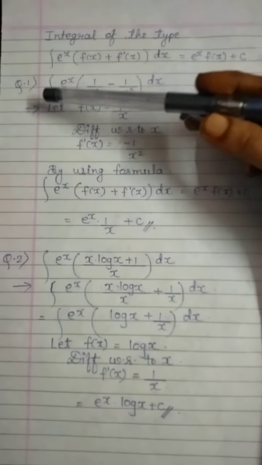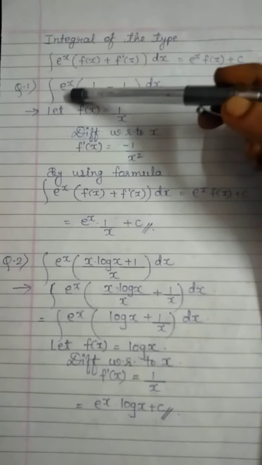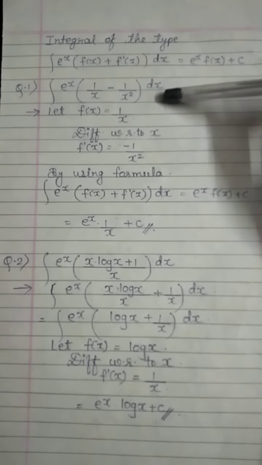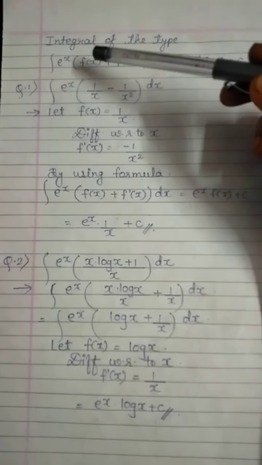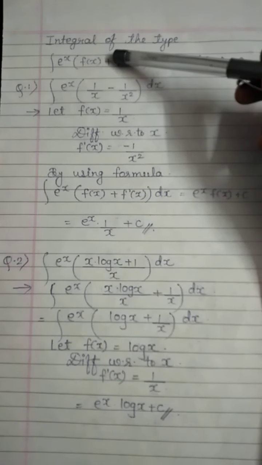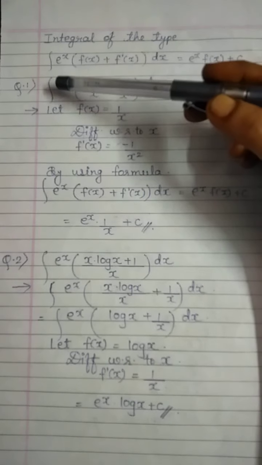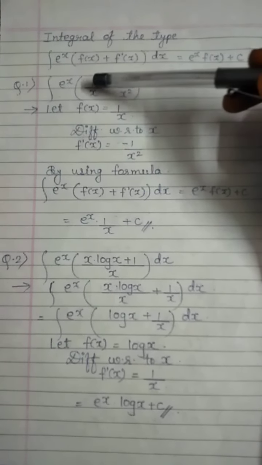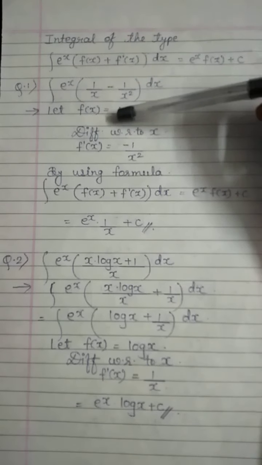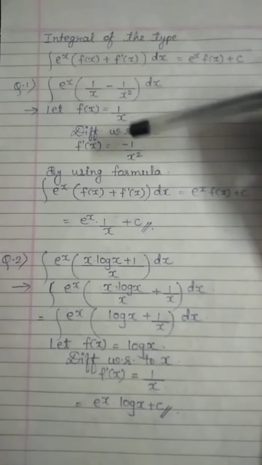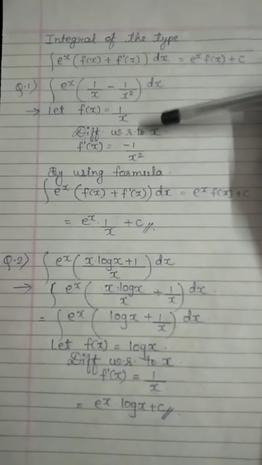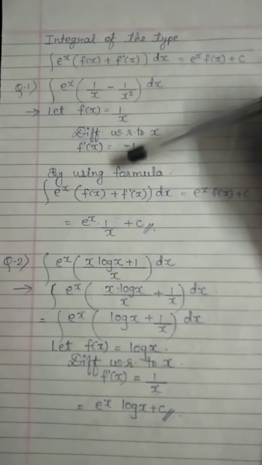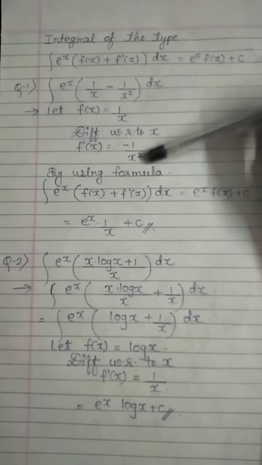For example, question 1, integration of e raised to x into (1 upon x minus 1 upon x square) dx. If we compare this question with this integral type, then e raised to x is present here. Suppose we consider this 1 upon x as f of x, then differentiating with respect to x, the derivative, that is f dash of x, will be minus 1 upon x square.